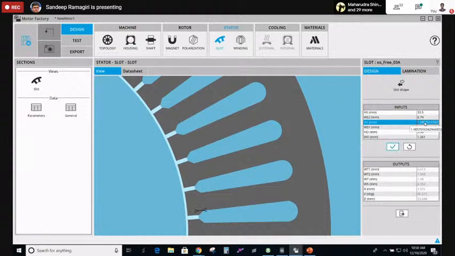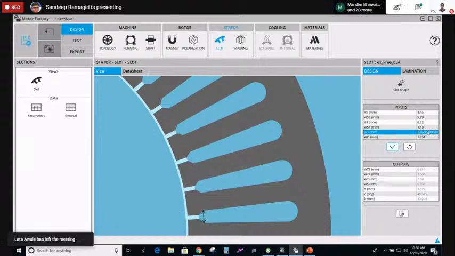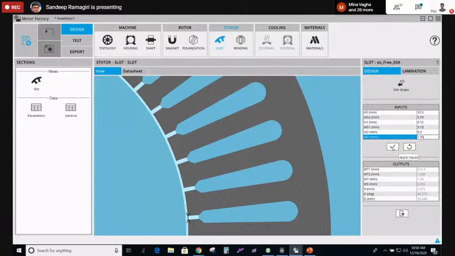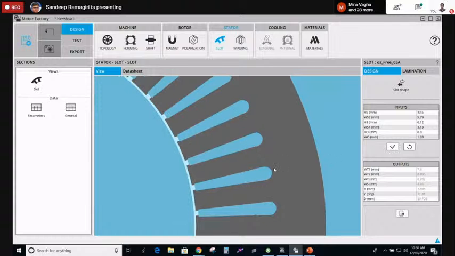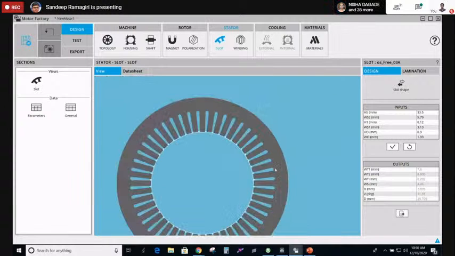9 and 2. You can see graphically whatever I am trying to enter, it's shown in the graphical zone. .9 and then 1.93. I try to validate this. I am done with the slots, and now we can shift to the winding.